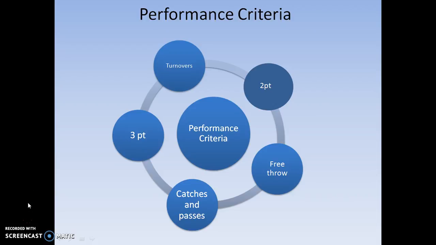In a game, this can be done by out of bounds, fouls, or throwing it out of play. A 2-point is a shot made during play inside the 3-point arc. A 3-point shot is made from anywhere outside the 3-point arc. A free throw is 1 point awarded to an unguarded shot taken from behind the free throw line while the clock is stopped. Catches and passes are required as the player will need to pass the ball to score.